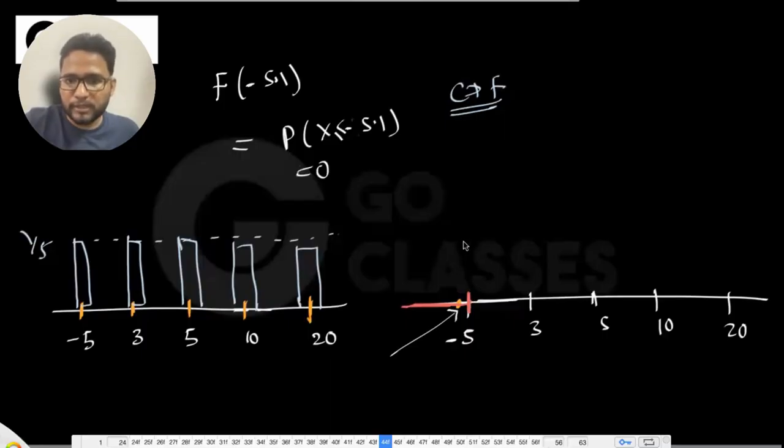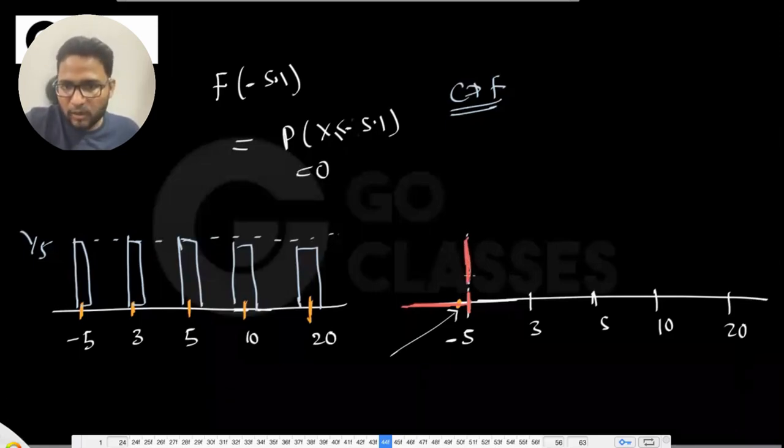So at this point, this is just 1 by 5. Okay, so I'm drawing the plot of the CDF. Maybe let's see how it looks. So it was 0, 0, 0. At this point, it was suddenly 1 by 5. Now tell me any point in between here.